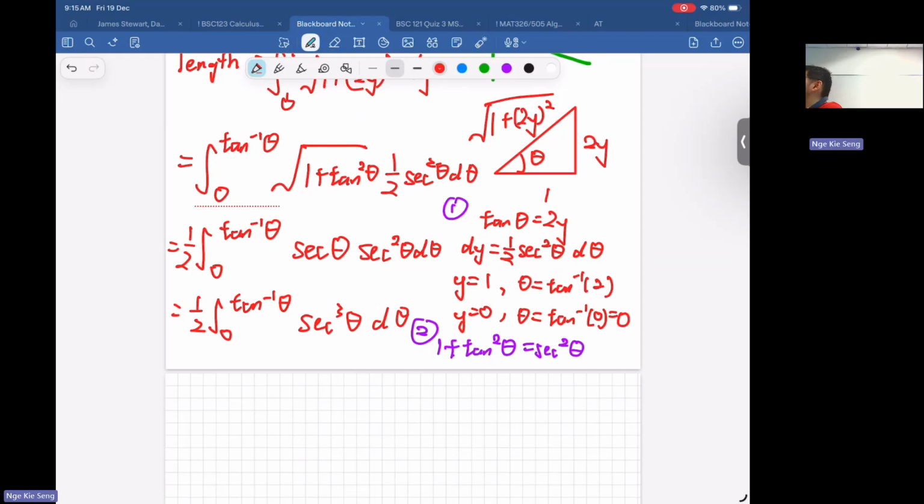So if you're going to use substitution, you substitute secant theta, then what's the derivative of secant theta? Secant theta, tangent theta? What's the derivative of secant theta?